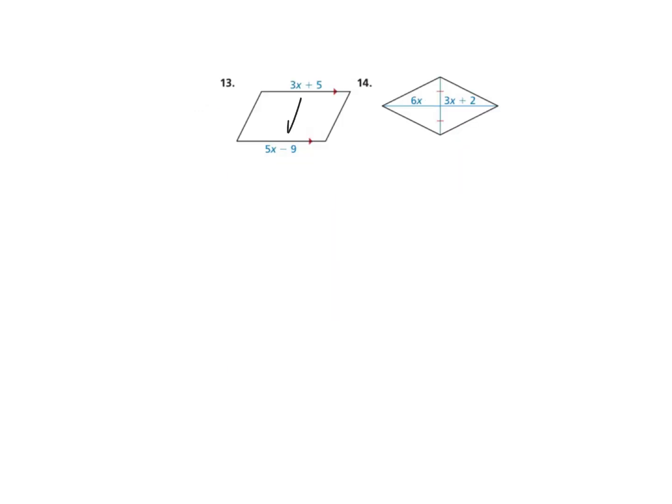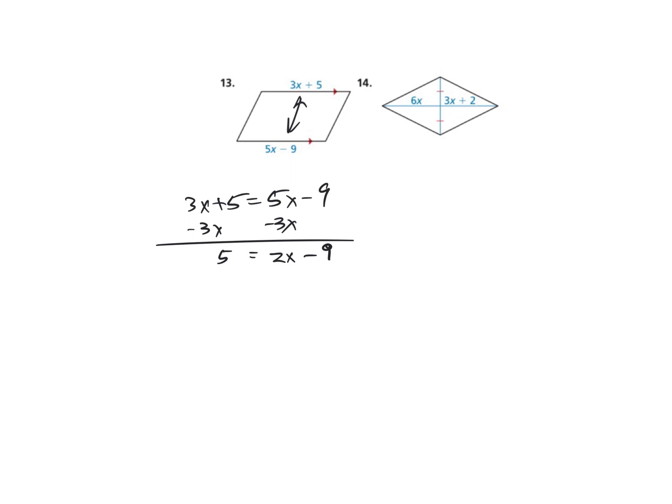Same thing. These have to be congruent, so 3x plus 5 has to equal 5x minus 9. I'll subtract 3x to the right. The reason I'm going to the right is because I know I'll get a positive 2x. That's how I know which direction I go. I won't always get a negative. The next one, I'll go the opposite direction.